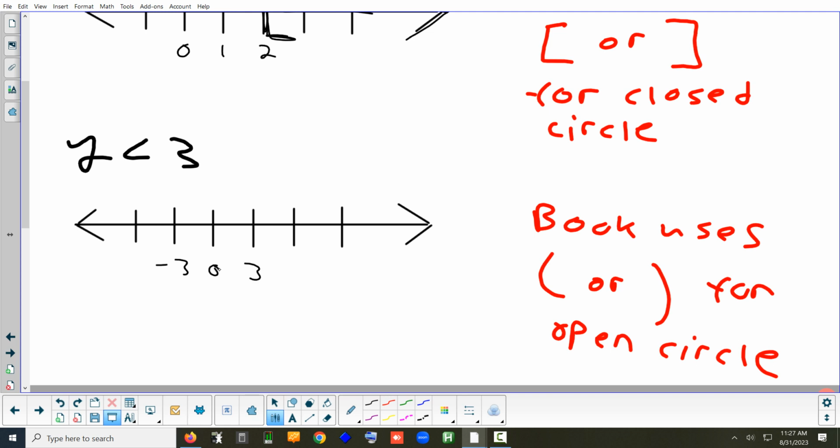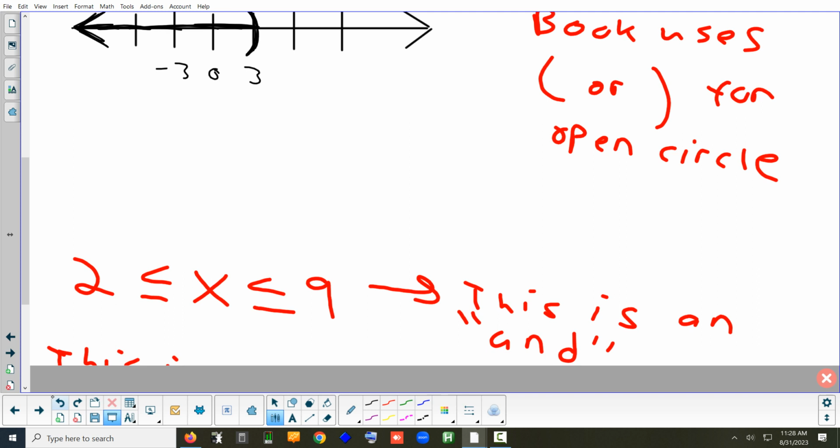We know that on this one we shaded left. So parenthesis, facing left. And shade. Okay, just a different way to do it. Probably not as common as open and closed circle, but that's what it is. Any questions on that? All right.